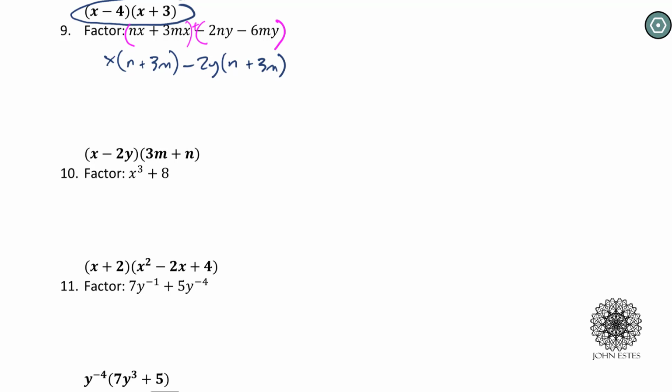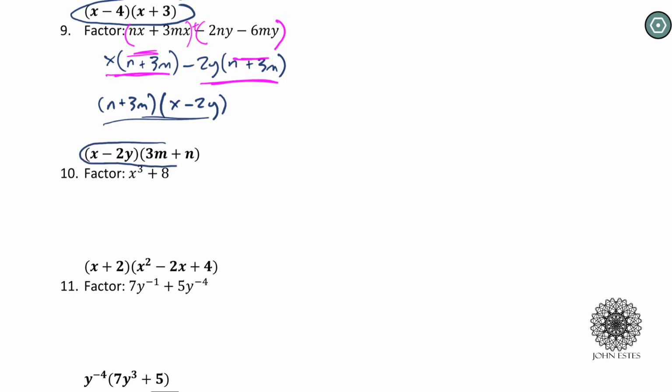And now notice I have two terms, this one and this one. They're terms, but they have a common factor of n plus 3m. So now I'm allowed to factor out my common factor of n plus 3m. When I take it out of the first term, I'm left with an x, and now the second term, I'm just left with a negative 2y. And now look, it's factored. And that's exactly what we have here. Just notice that n plus 3m is the same as 3m plus n. Those are the same thing.